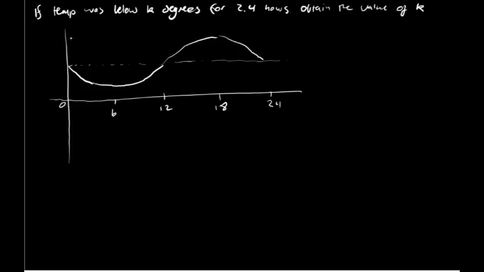Okay, so for the last section, we're looking at if the temperature was below K degrees for 2.4 hours, we need to work out what that value of K is. So the temperature is below this degree, which we'll call K. We don't know how much it is. It might be up there, but we're not quite sure. If we cut the graph at that position, it means that this distance in here is 2.4.